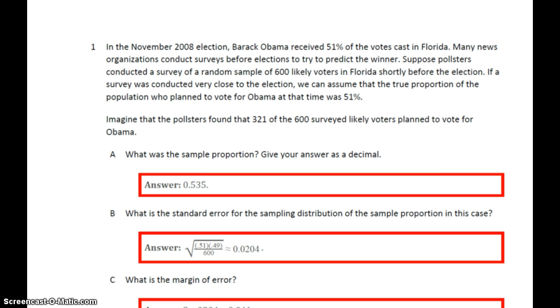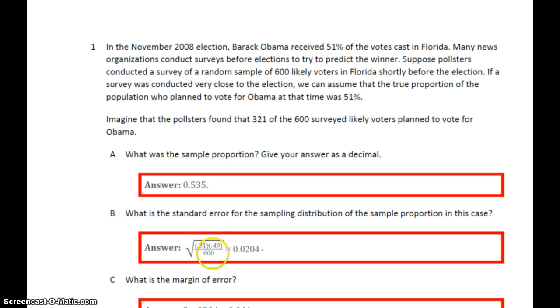Now again, we're making an assumption about p. Normally we can't do that. But in Module 7, this is a transition to Module 8, so we can make an assumption. So we're assuming that the p-value is 0.51. Okay, now suppose they ran their survey. So this is the sample. 321 of the 600 people said they planned to vote for Obama. So what is your p-hat, your sample proportion? So your p-hat is 0.535.